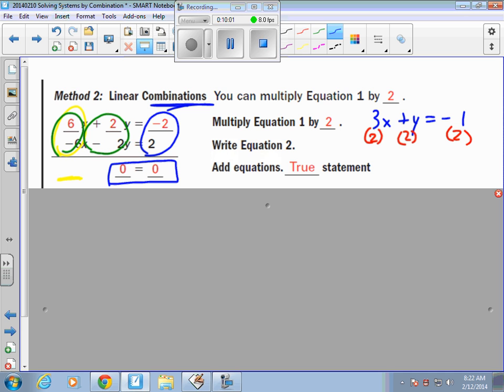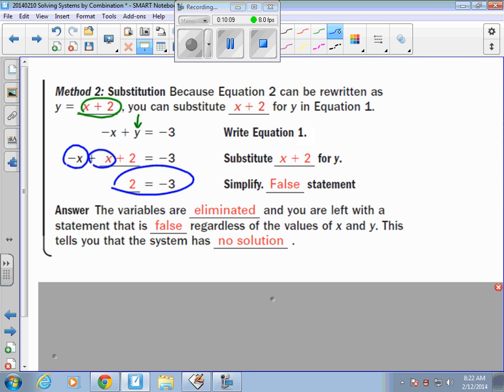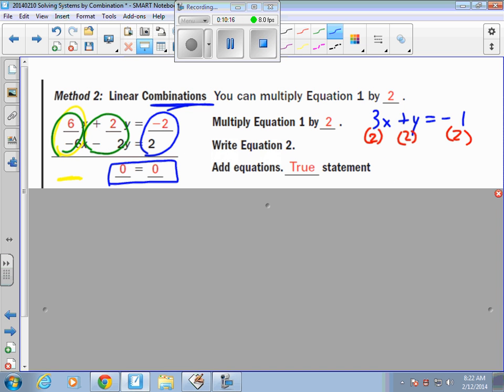Then, just like on the last one, check its truth value and see if it's right. 0 is equal to 0. Unlike the last one where it gave us a false statement, notice it says 2 equals negative 3. That's false. None of them are going to be true. That makes parallel lines. This one gives us a true statement.